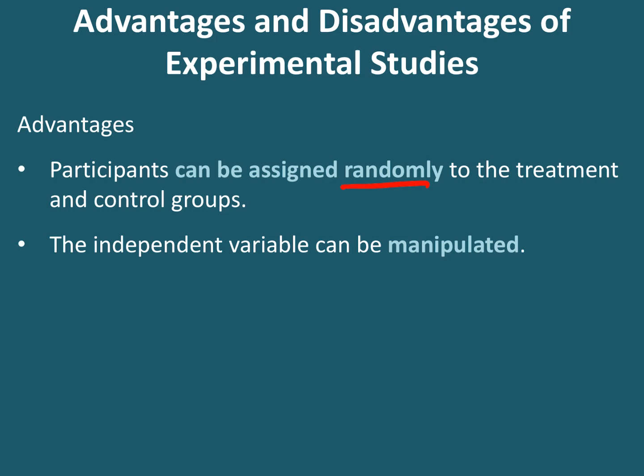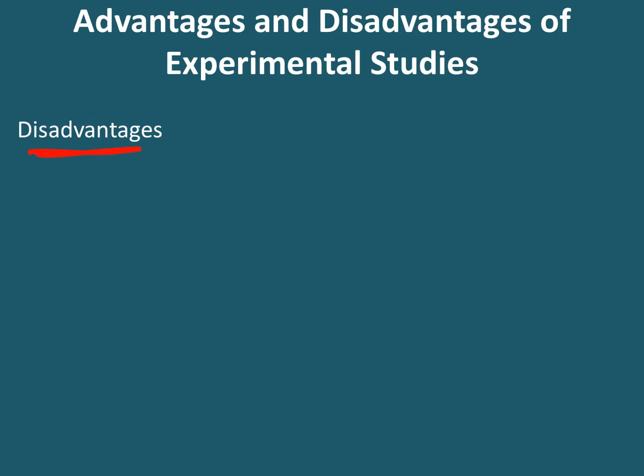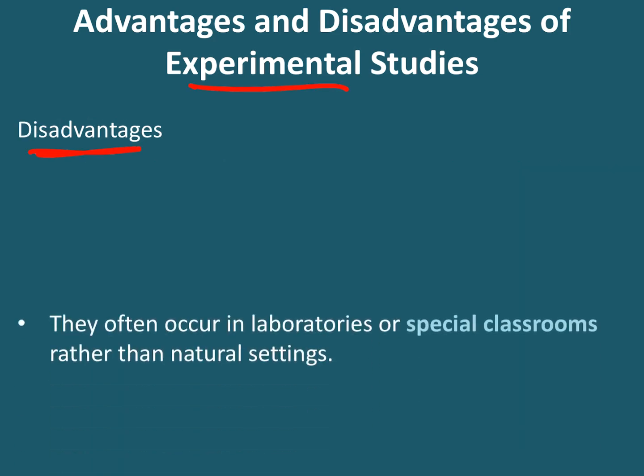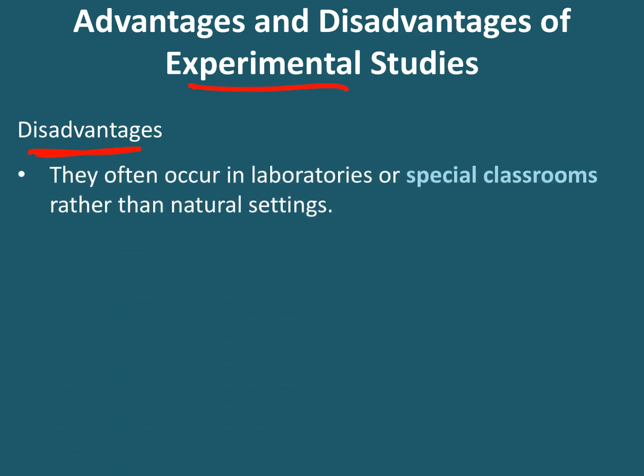Now, finally, let's talk about the disadvantages of an experimental study. One, they often occur in laboratories or special classrooms rather than in natural settings. So they're kind of done in situations that are contrived, as opposed to just happening in nature.